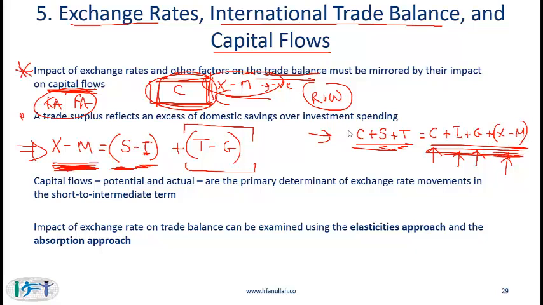From here you can easily see that C and C cancels out. Then X minus M is equal to S minus I plus T minus G. So note that this relationship can be easily derived as long as you remember the basic point that income must equal expenditure.